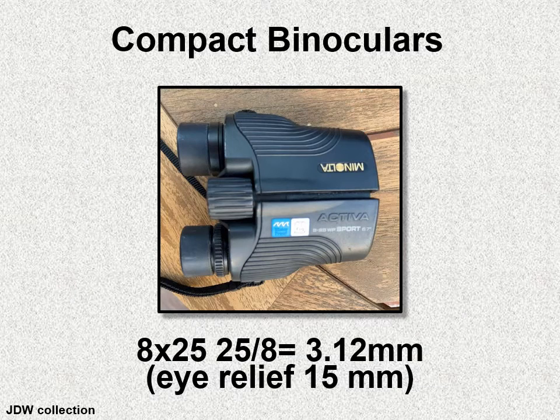Now this is the last topic in my part 1, and that's these little compact binoculars. As you can see, this is an 8 by 25. It has an exit pupil of 3.12. The eye relief is very good for glass users. It is waterproof. It is small. It weighs not much. What's wrong? What's the catch?